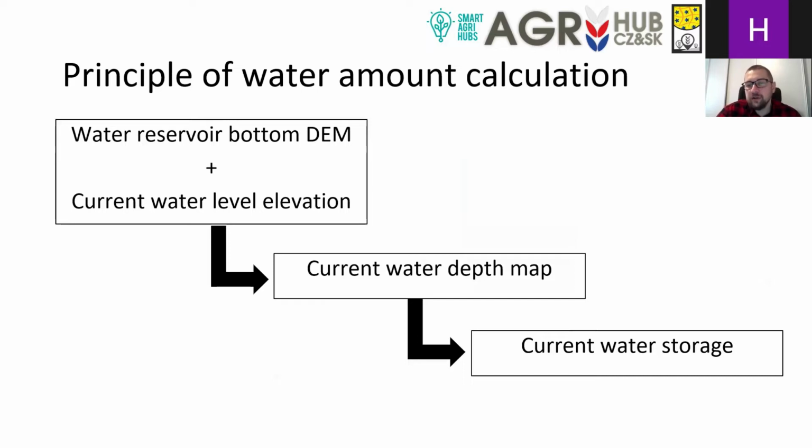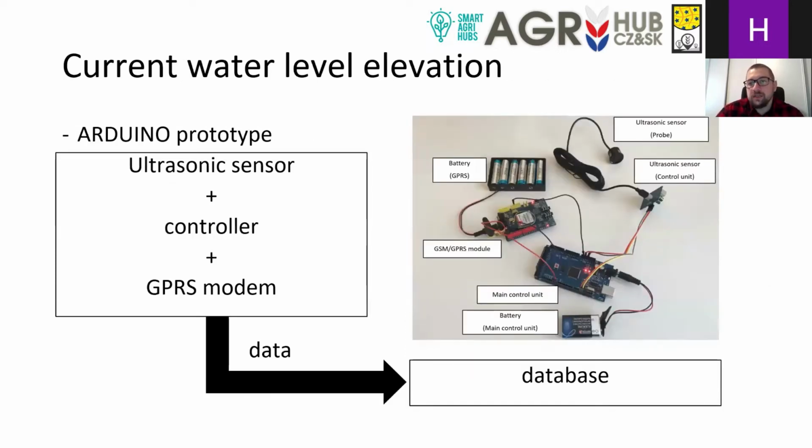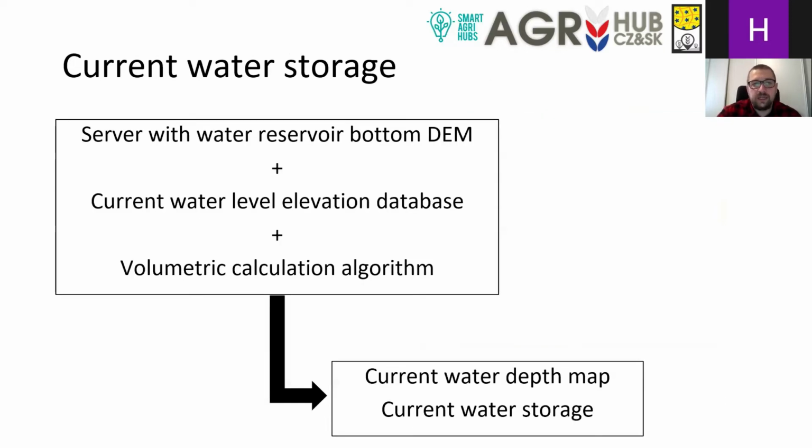Then we are able to calculate the current water storage. But the current water storage is changing due to the fluctuation of water level, which we are able to survey with the use of a very simple Arduino prototype that was built as a part of a diploma thesis of one student. This was done in the year 2018, and we are trying to incorporate this data or this system to the different tasks which can be done.